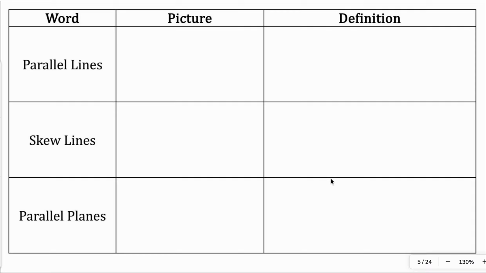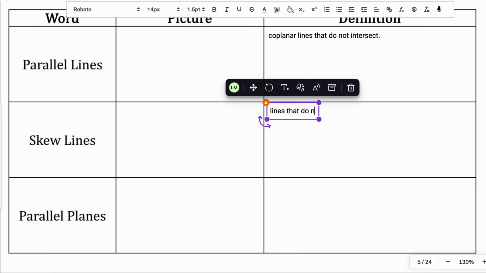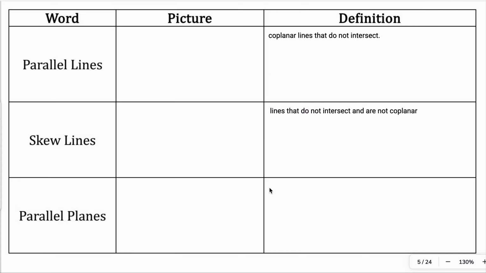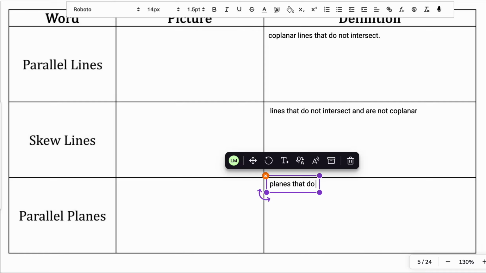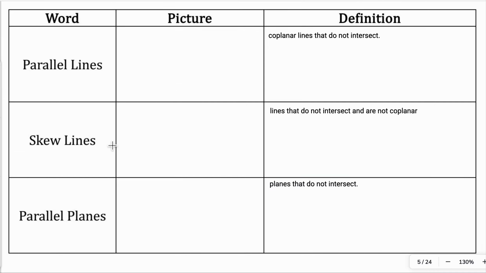First up, we're going to talk about, well, what are parallel lines? Parallel lines are coplanar lines that do not intersect. I'm going to type this so it's a little bit neater. So let's draw a picture after we get through some of these definitions. Skew lines are lines that do not intersect and are not coplanar. And parallel planes are just planes that do not intersect. Okay? So let's look at each one and see what they're supposed to look like.